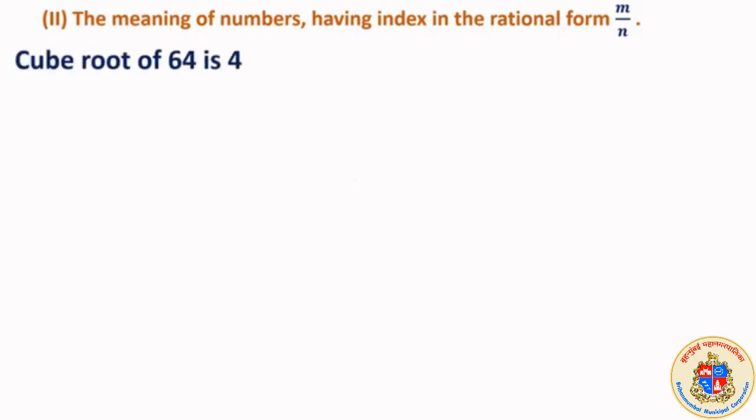Look at this. Cube root of 64 is 4. कुछ डाउट नहीं है. उसका मतलब क्या है? 4 into 4 into 4 is equal to 64. Correct? No doubt. That means cube root of 64 can be written in index form like this: 64 raised to 1 upon 3 is equal to 4. उसमें भी आपको डाउट नहीं.